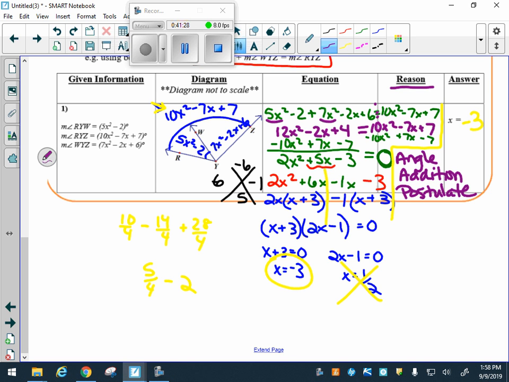I don't understand the word postulate. It's like postulate.